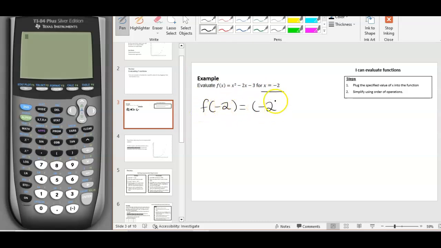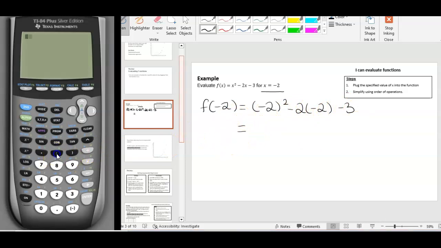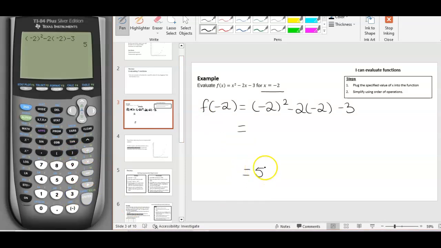So that means we're going to have negative 2 squared minus 2 times negative 2 minus 3. If we expand this out, or if you prefer, you can just do it on your calculator. We'll do negative 2 close parentheses squared minus 2 times negative 2 and then minus 3. Okay, so that gives you an answer of 5. If you want to do this by hand, negative 2 squared is 4. So we have 4 minus 2 times negative 2, which is negative 4, and then we have minus 3. 4 minus negative 4 becomes 4 plus 4, which is 8. So we have 8 minus 3, which is 5. Okay, so either way is a good way to solve this problem.